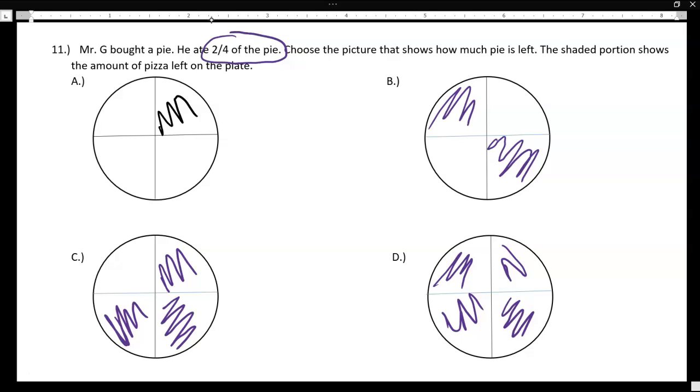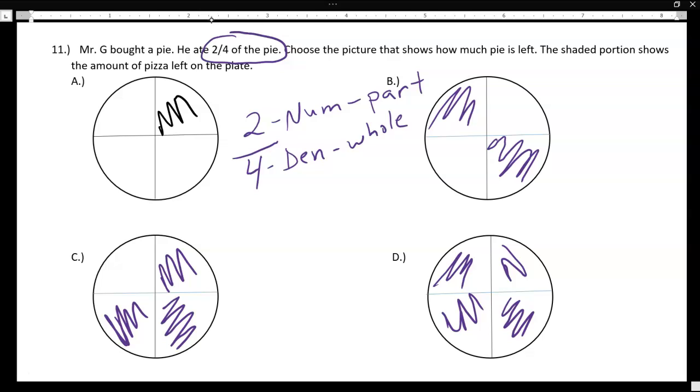Okay? Now, since we have 2/4, our 2 is our what? Numerator. And our 4, which is our part. The 4 is our denominator, which is the whole. Good, is our whole. Very good. Okay? Now, look at all the pictures.